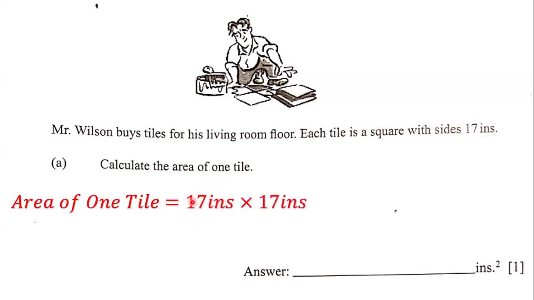And so we're going to take the length of the square, which is 17 inches, and multiply it by the width of the square, which is 17 inches as well. And so that means that we have 17 multiplied by 17, which is 289 inches squared. And so that's our answer here, 289 inches squared.